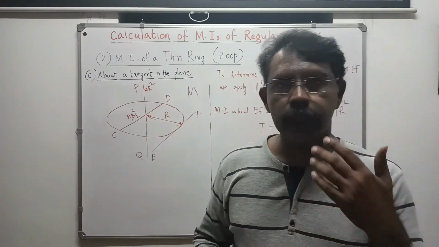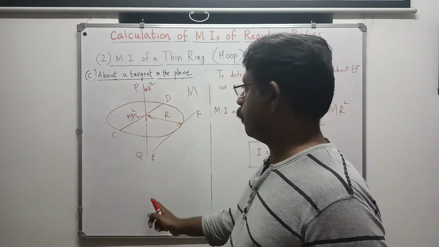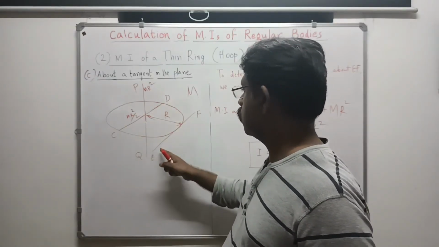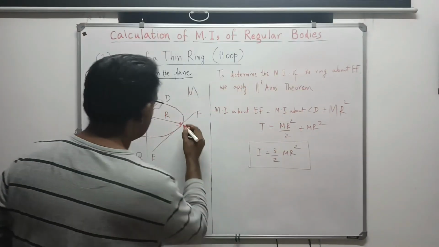So now we have taken three axes. One was the perpendicular one. About this one it is mr squared. About this one it is mr squared by 2. About this one it is 3 by 2 mr squared.